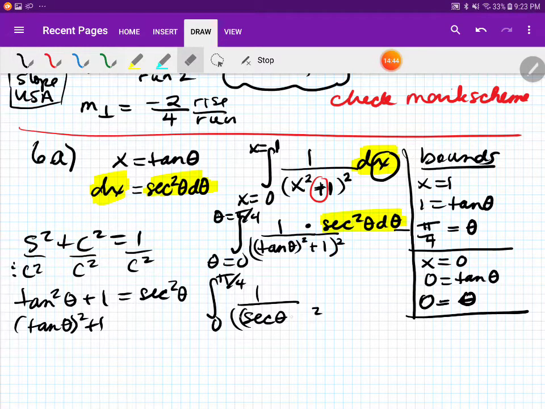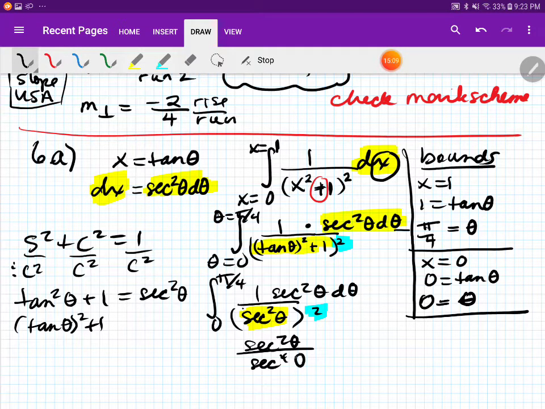Let me put this on this one. So secant squared theta squared. There's still this squared, right? That squared is this squared. This inside is this. I don't have to be too careful because they did give me the answer, so I'm probably okay. d theta. Okay, so this is secant squared theta over secant to the fourth theta, and 0 to pi over 4 d theta.